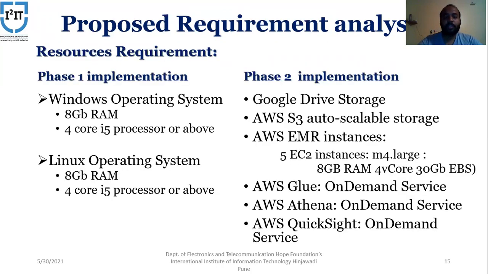So our resource requirements in phase 1 implementation were a Windows operating system, that is a laptop containing Windows with 8 GB RAM and a 4 core i5 processor or above, and a Linux operating system with 8 GB RAM and a 4 core i5 or above. In phase 2, the resources were Google Drive storage, Amazon S3, Amazon EMR, Amazon Glue, Amazon Athena, and AWS QuickSight. This will all be explained later in full detail.